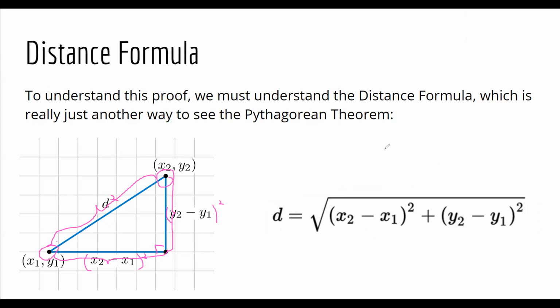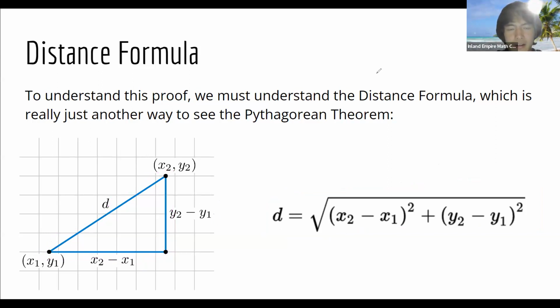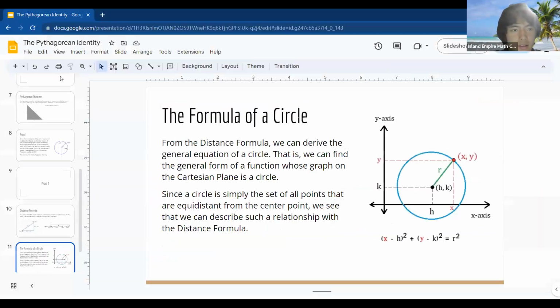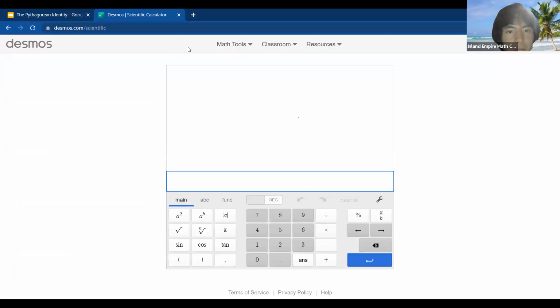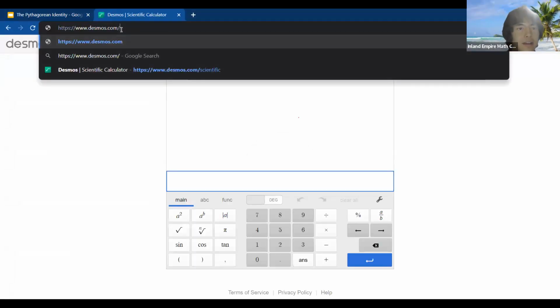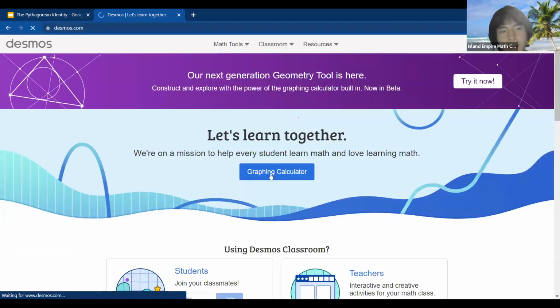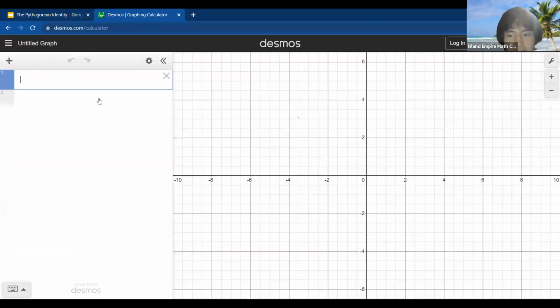Yeah. Okay. To just solidify your understanding a bit, I'm going to show you guys a little example here. So I'm going to exit the slideshow and bring us to Desmos real quick. Okay, so I'm going to show you guys a brief example, right?